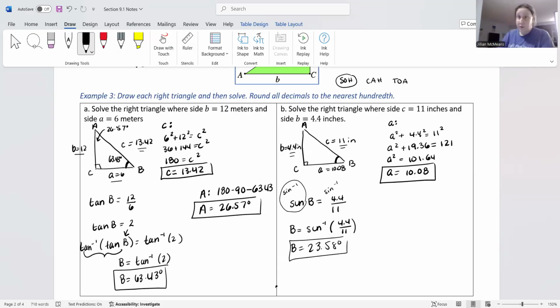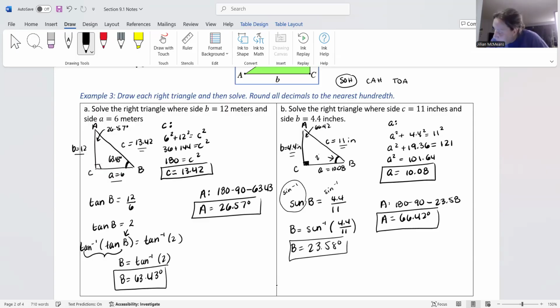Okay, now do we have enough information to find angle A? Of course we do. We know that we've already used 90 degrees for angle C. So we've got 180 minus 90. Whatever is left, we've got to split between A and B. So I can go ahead and subtract the value for B, which is 23.58. So angle A is going to equal 90 minus 23.58, and I get 66.42 degrees.